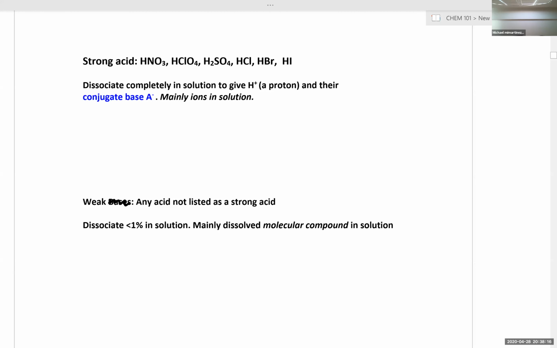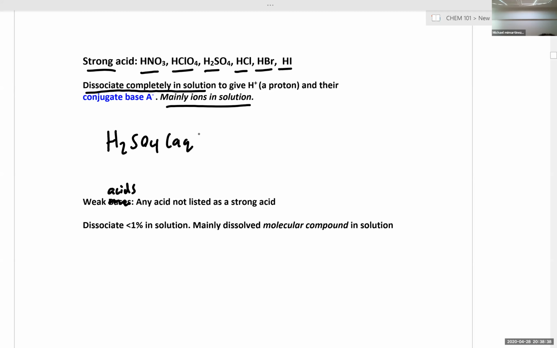So let's look at strong acids and weak acids. Strong acids, so this is your nitric, perchloric, sulfuric, hydrochloric, your halogen acids. These dissociate completely in solution, and we see mainly ions in solution. For example, if we have sulfuric acid, which is a strong acid, it will break down into H+ protons and the conjugate base anion.